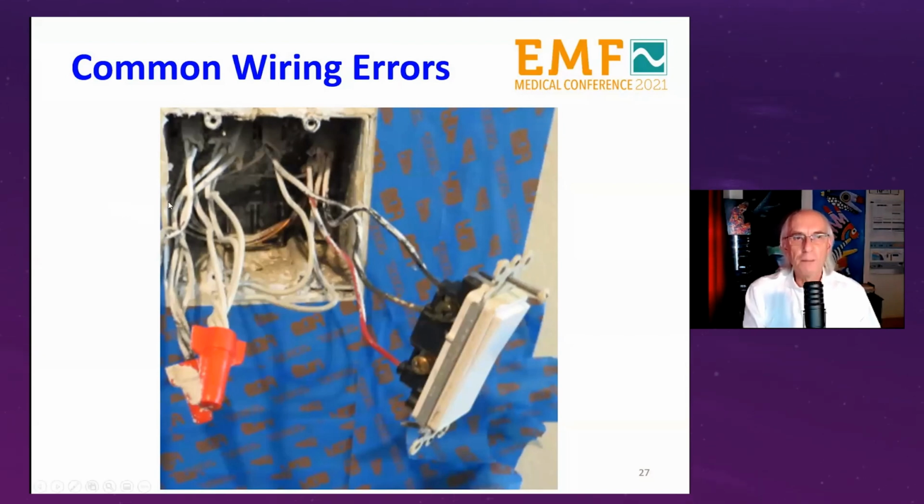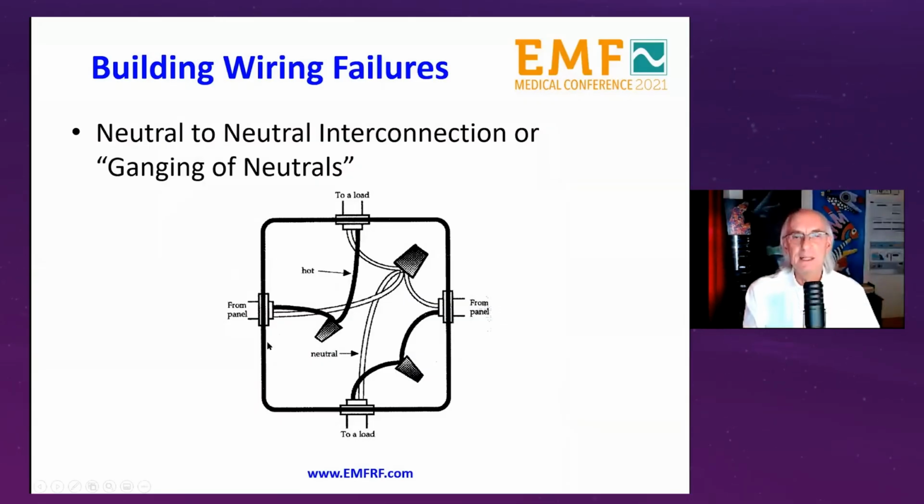The most common mistake is what we call ganging of neutrals. What you see here is a wire nut, and you see wires coming from this circuit going in this wire nut, but also wires coming from this circuit going into this wire nut. That is not appropriate. So a lot of detailed work needs to be done sometimes to actually find the flaw in the electrical system. Here's a diagram of what we just saw. So here's the electricity coming from the panel going to your light bulb.